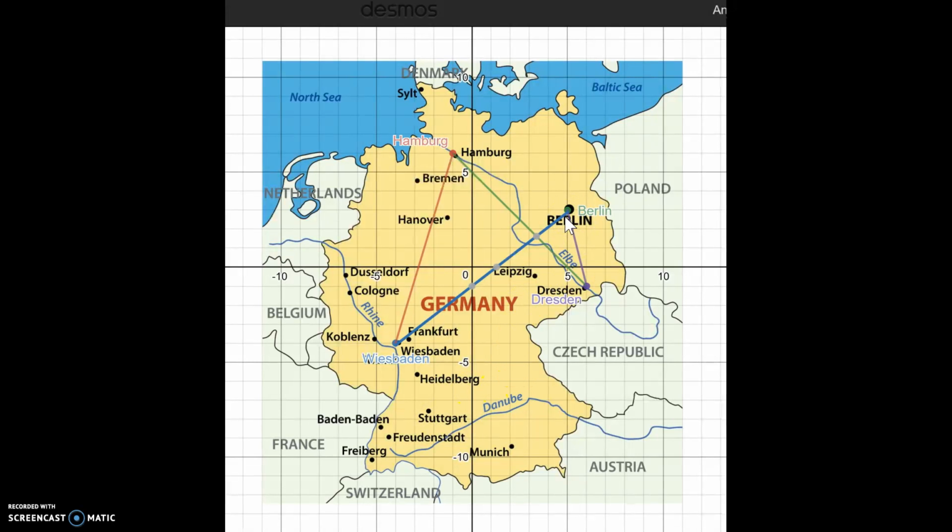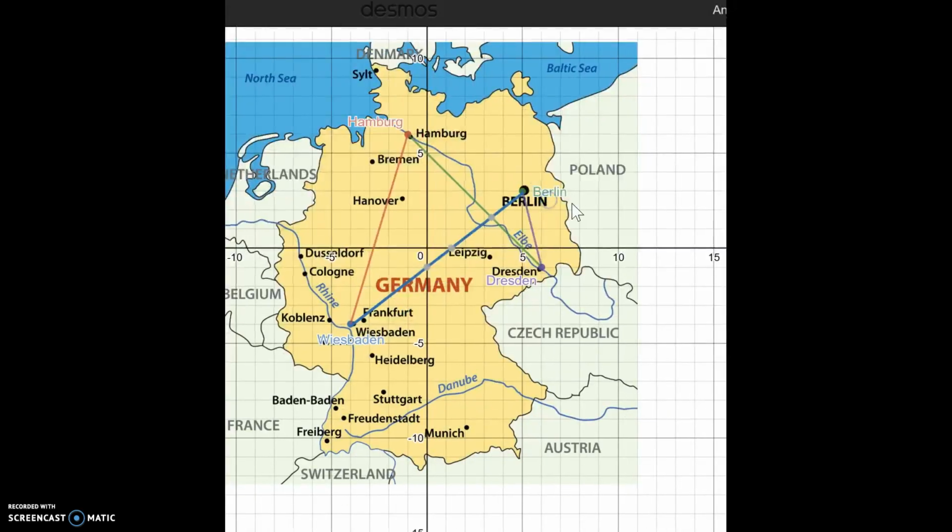So 3 plus 7 for the x-axis is equal to 10. 10 plus negative 7 is 3, so then we got 10 over 3. Then we add the final one, which is 10 plus negative 1 for the x-axis, and 3 plus 4 for the y-axis. From there, we get 9 for the x-axis and 7 for the y-axis. Now, keep in mind, that's from Wiesbaden to Berlin. That's the distance we need to travel.